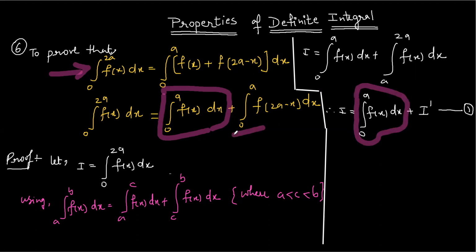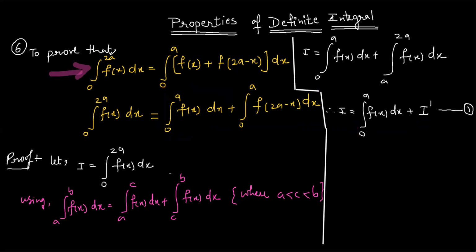So the only aim now I have is that somehow I get this in place of I dash, which is this. So I will now start working on I dash. Here I write, consider I dash. I dash is a to 2a f of x dx.